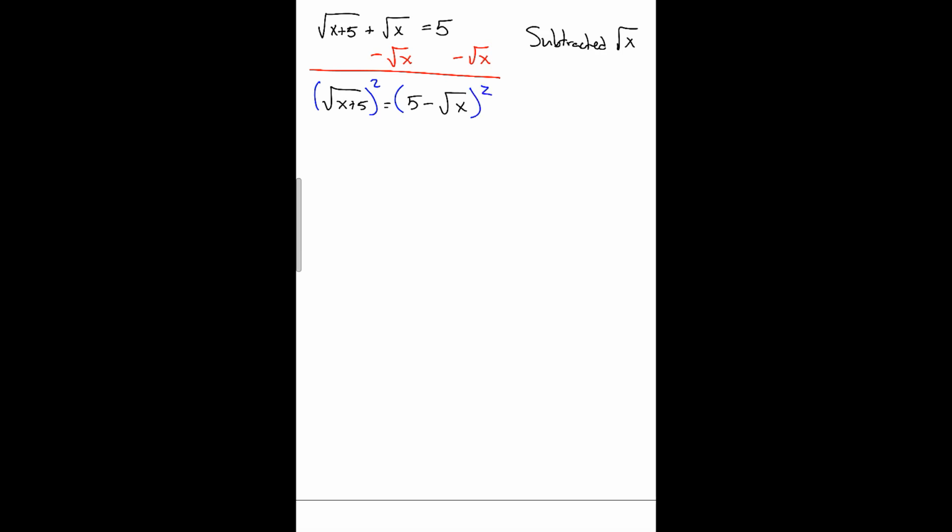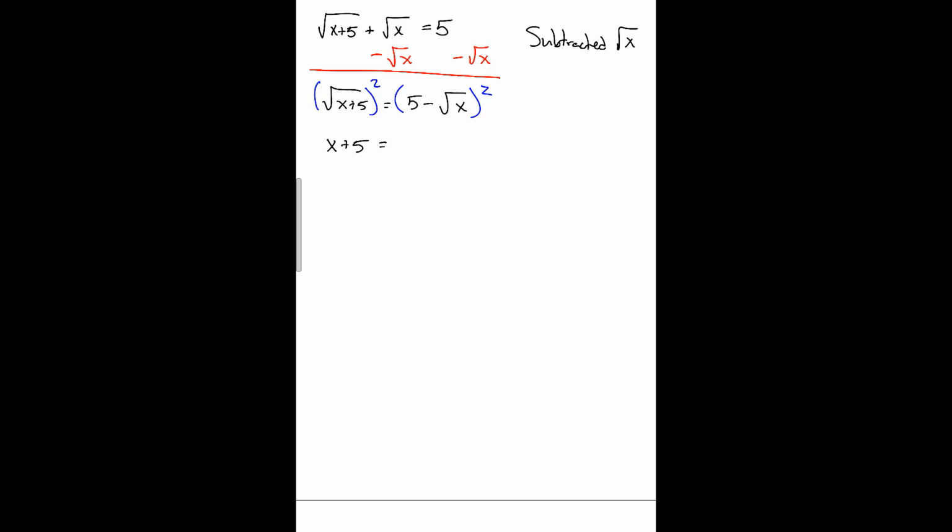Okie dokie. So now what we have on the left side, the square and the square root undo each other. They cancel each other out because they're inverses. So all we have left on the left-hand side is x plus 5. And on the right side, yes, we are going to have to FOIL.